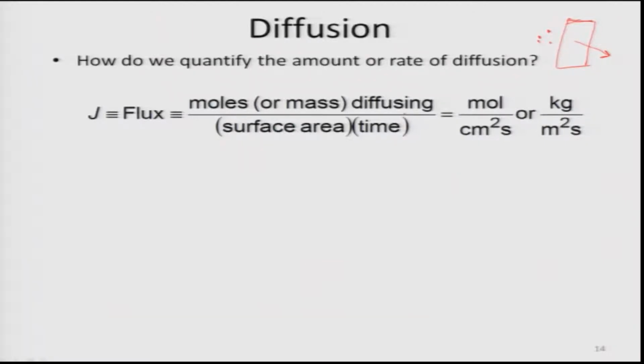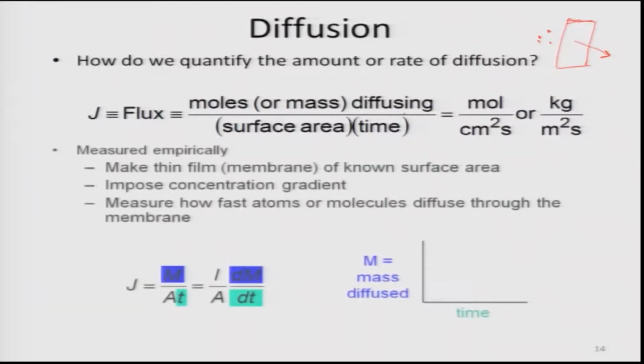So, the unit is kg per meter square second, or moles per centimeter square second, or moles per meter square per second. It will be either mole or kg, the mass or number of atoms, whatever you can weigh and define. So, this can be measured very nicely. Remember, this is a measurable quantity. Flux can be easily measured. You can make a thin film of known surface area, impose a concentration gradient, and measure the number of atoms passing through that thin film.